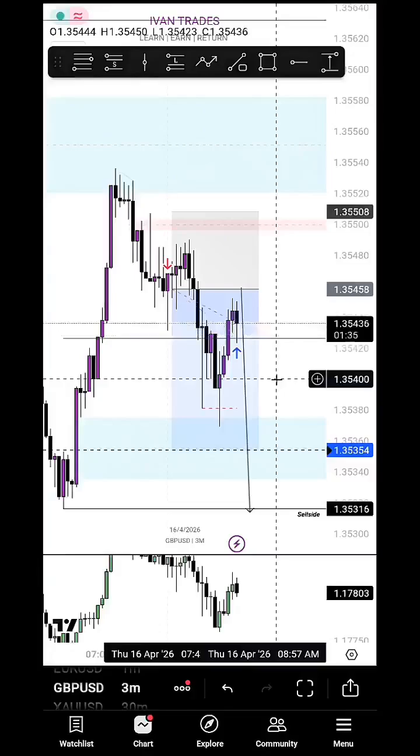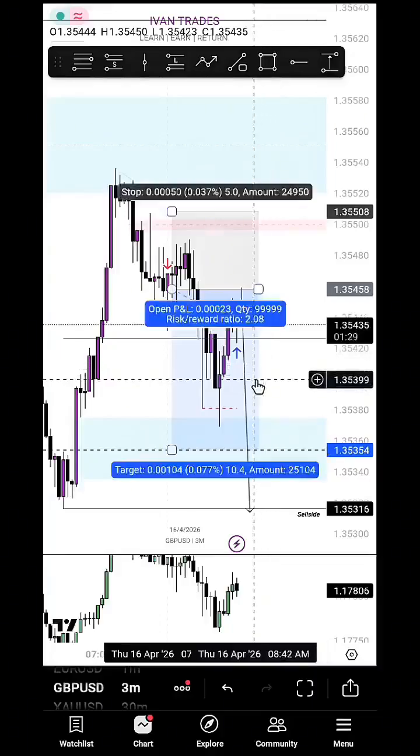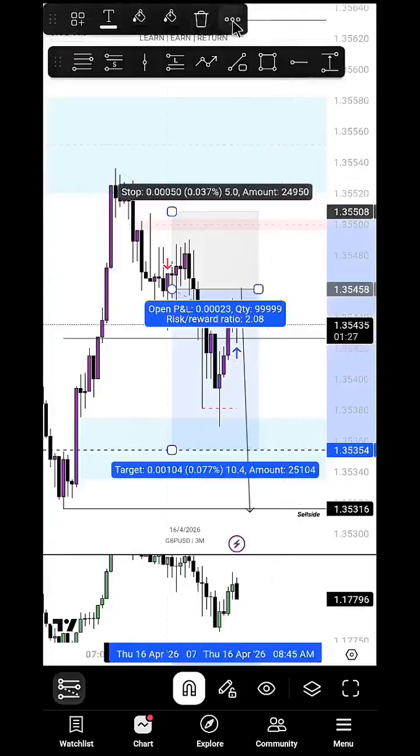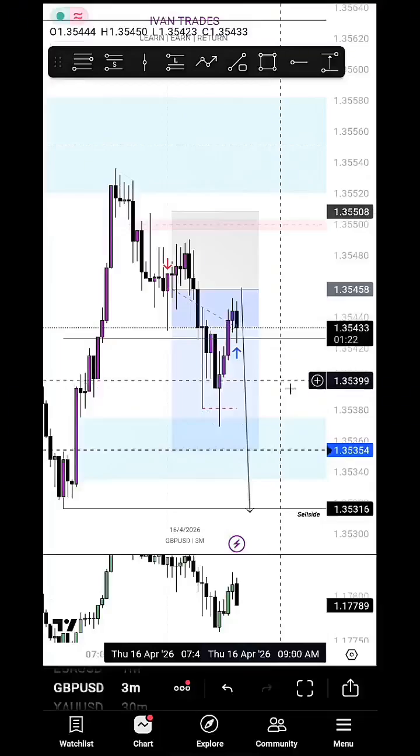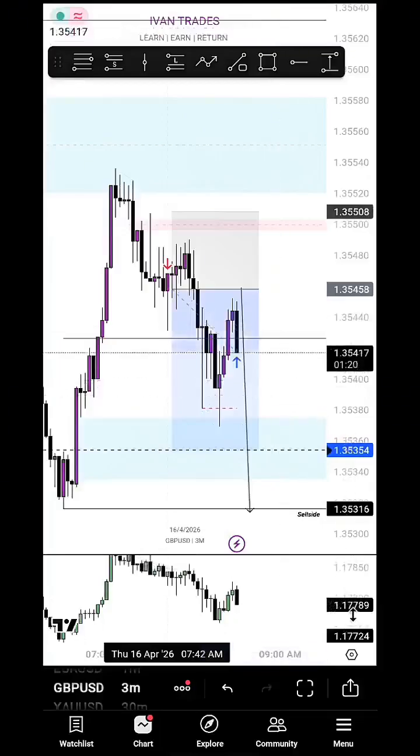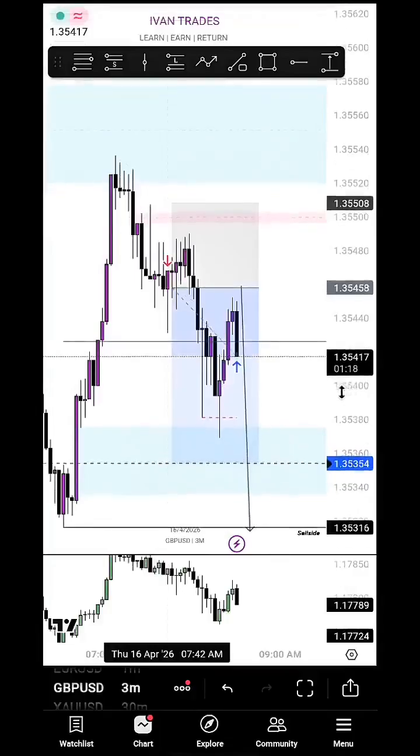So I think this was the only trade which I was willing to take. Yeah, we will see. I will alert you if I get any other trade, or if this one actually plays out.